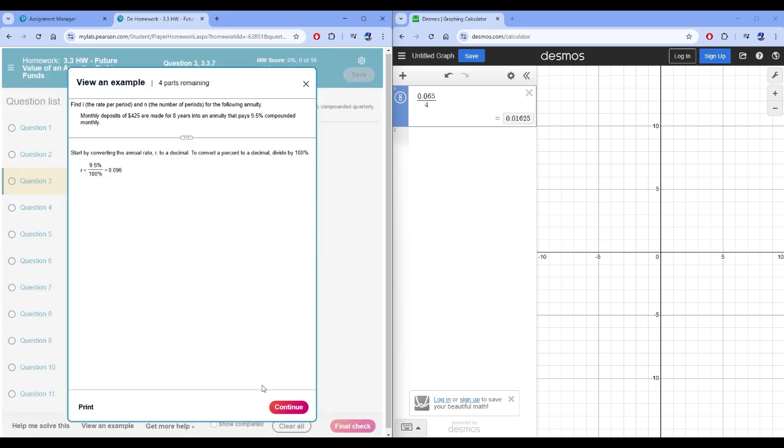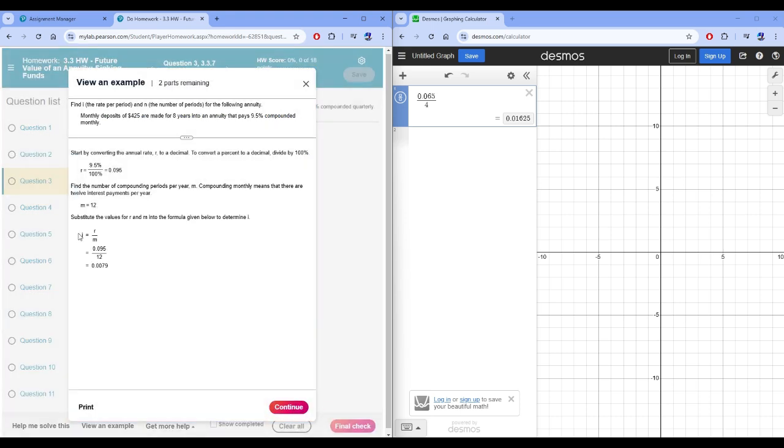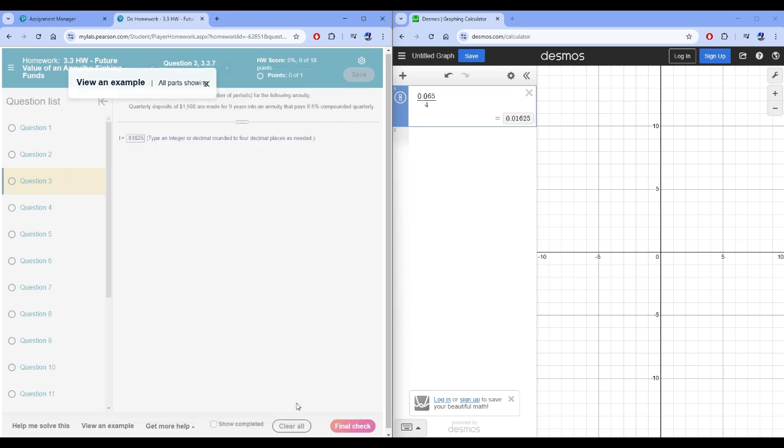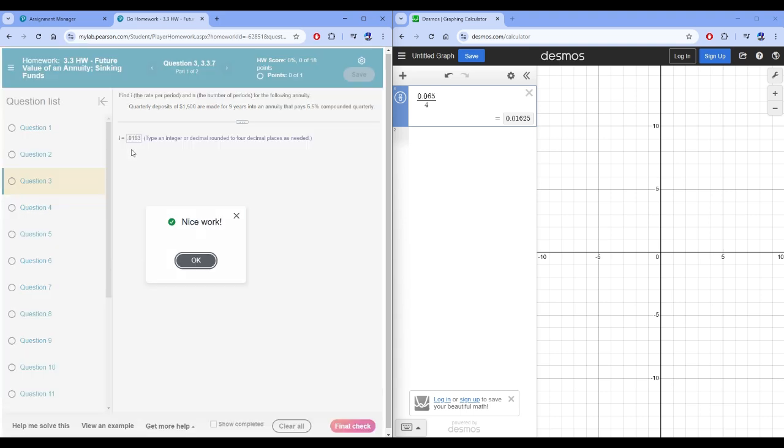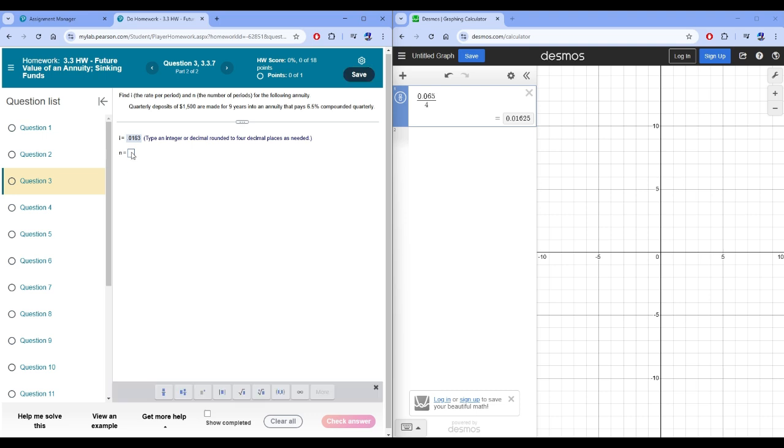Type in integer. Is i that number, which is that divided by compounded monthly, compounded quarterly. So 0.065 divided by quarterly is 4 decimal places. 1, 2, 3, 4. Okay, I see the kind of day I'm going to have. Cool. n, that'd be 9 times 4, which is 36 payments.